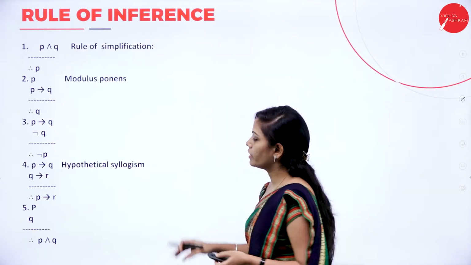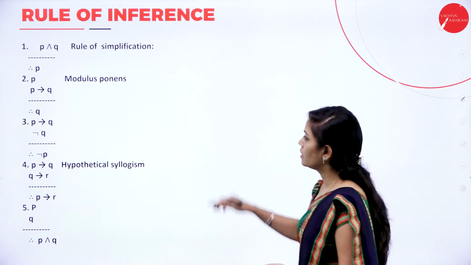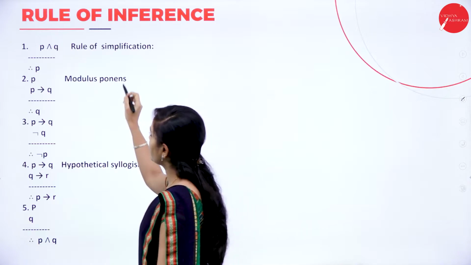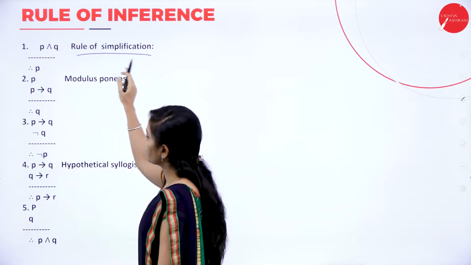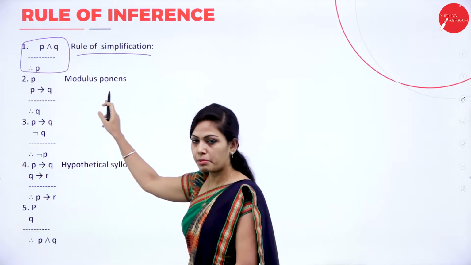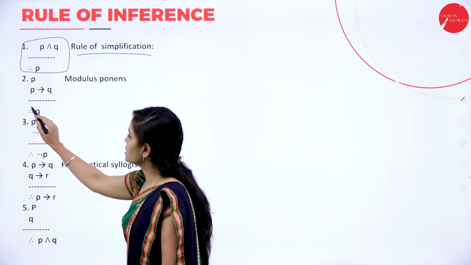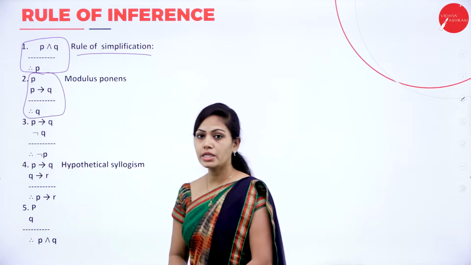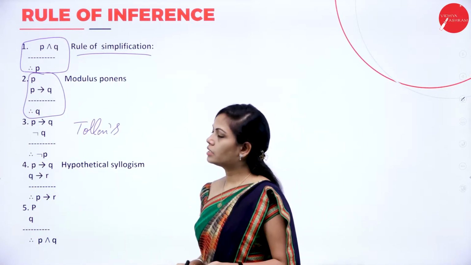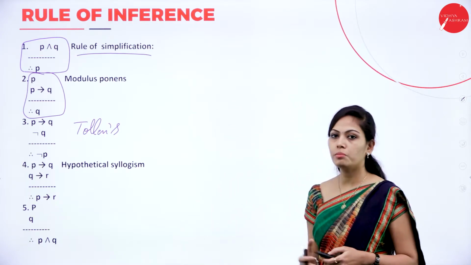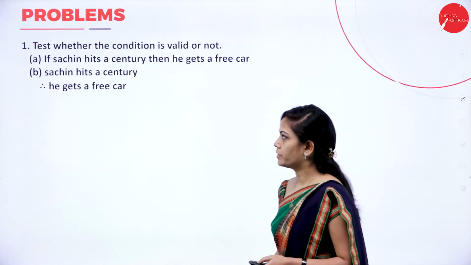So, here we have rules of inference. I have discussed these rules of inference in my previous session. So here we have the rule of simplification. This is called the tabular form of the rule of simplification, and modus ponens. This is the tabular form of modus ponens. So we have studied all the rules of inference in my previous session. So today I will explain some problems based on these rules of inference.